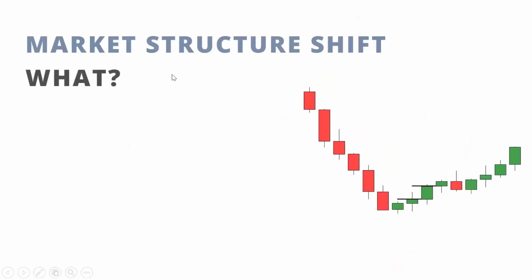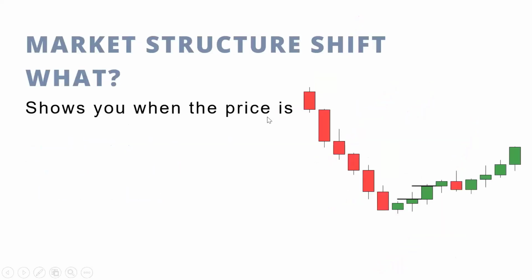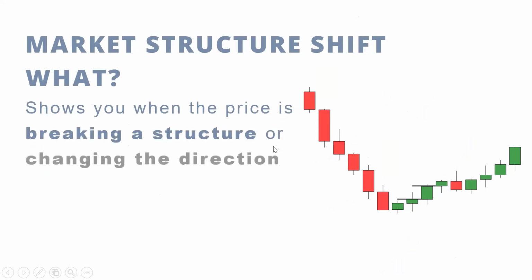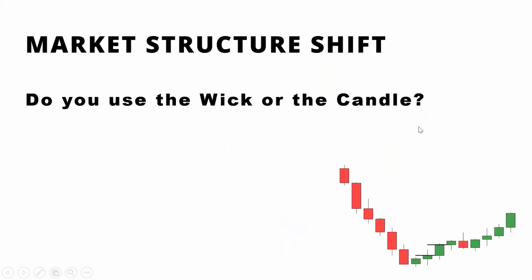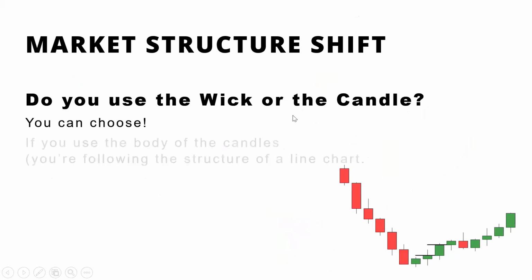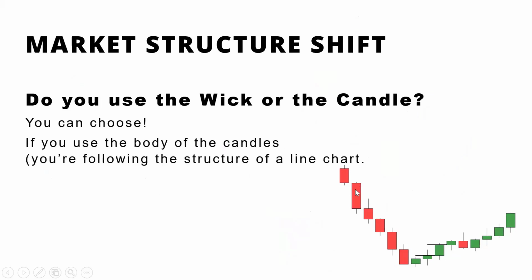A market structure shift shows you when the price is breaking a structure or changing the direction in the market. So each following candle's close will confirm the market structure. So the question we need to ask is, do you use the wick or the candle? So you can choose. If you use the body of the candles, you're following the structure of a line chart, especially the close of the chart.